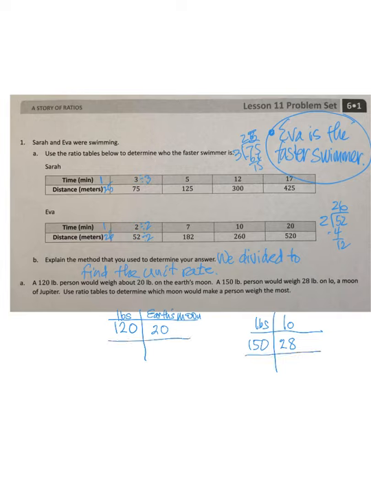So for this one, I want to first divide both sides by 10. So now I've got 2 to 12. You're 12 pounds on Earth and 2 pounds on the moon. So then I'm going to divide by 2, and now I'm going to get 1. And over here I'm going to get 6. What is 12 divided by 2? It's 6. So if I weighed 6 pounds here on Earth, on the Earth's moon, I would only weigh 1 pound.